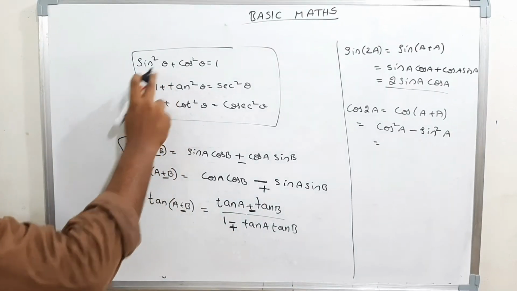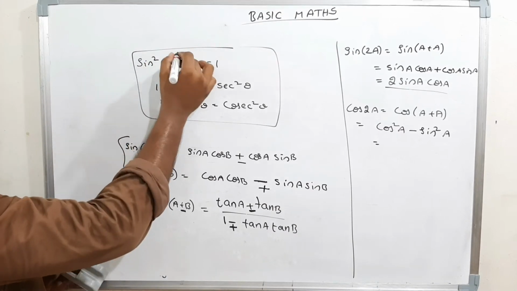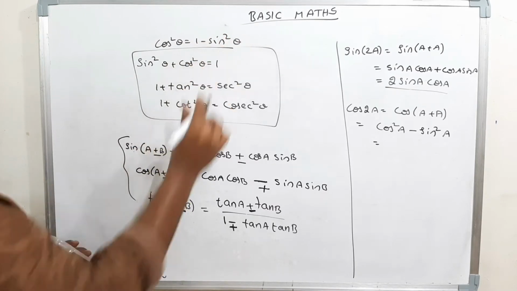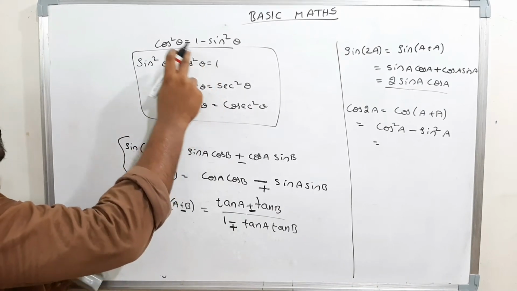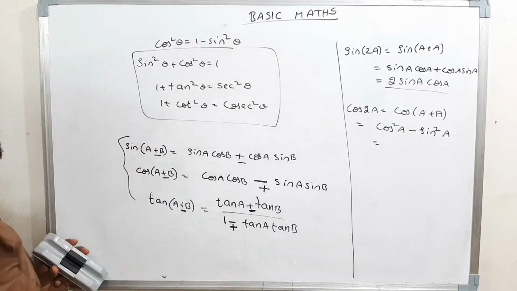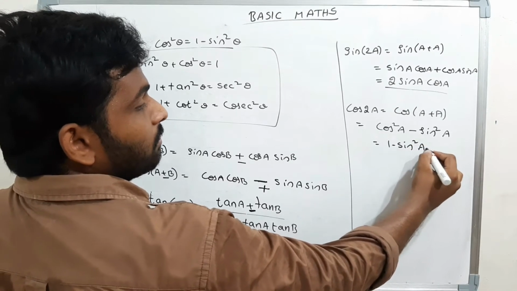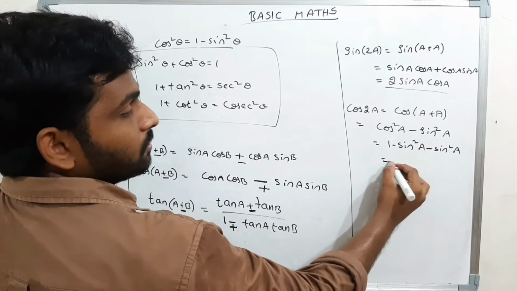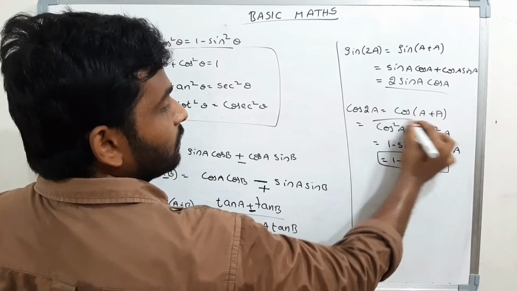Now from here, what can I convert? I can convert cos square theta as 1 minus sin square theta. Can I write like this? Observe carefully. Sin square theta plus cos square theta is equal to 1, and cos square theta must be equal to 1 minus sin square theta. If in place of cos square A I write 1 minus sin square A, then minus sin square A, we get 1 minus 2 sin square A. This is one formula.